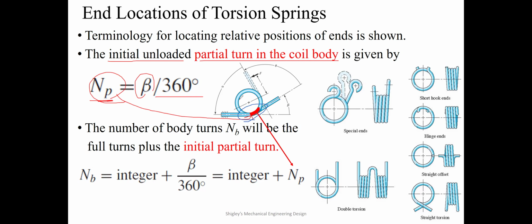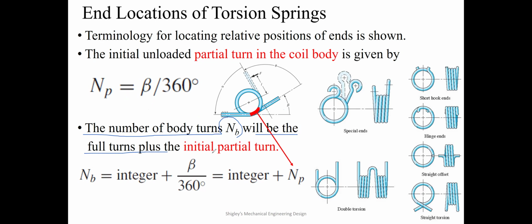Okay, so this NP will equal the beta here, the initial unloaded turns, beta divided by 360. And the number of body turns NB will be the full turns plus the initial partial turn NP. Therefore, NB, the number of body turns, equals the integer plus NP, right? Plus NP.